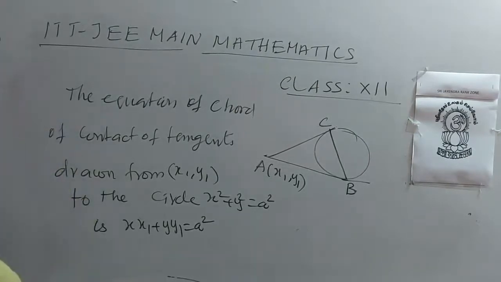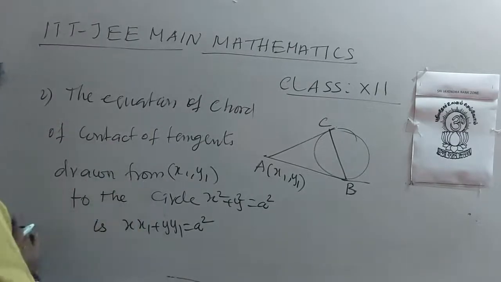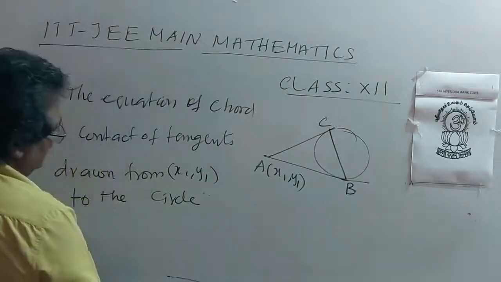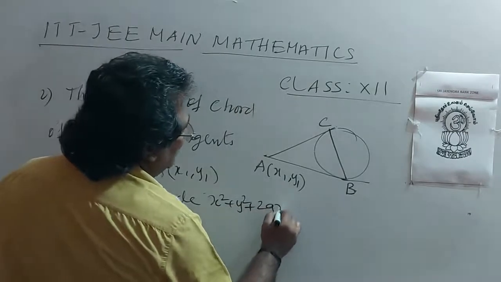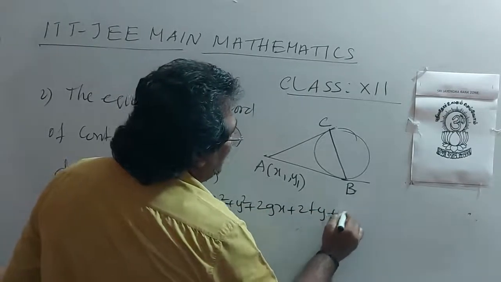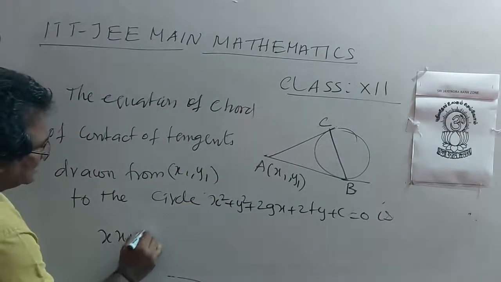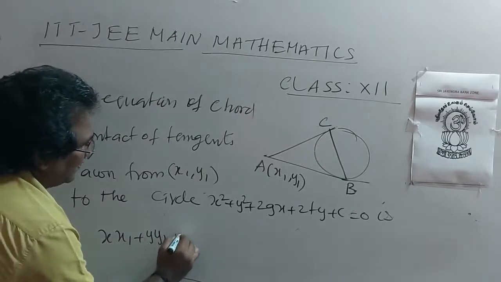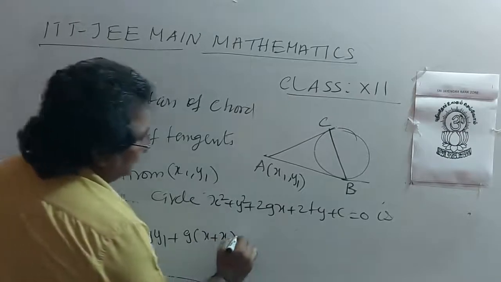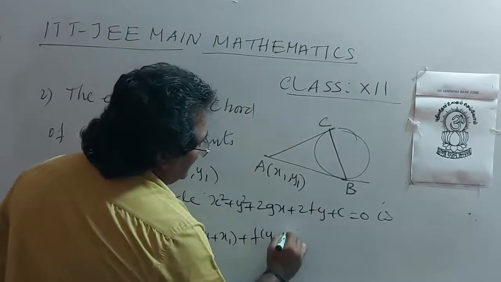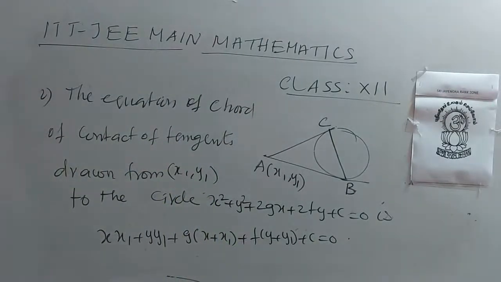Next concept, the equation of chord of contact of tangents drawn from (x1, y1) to the circle x squared plus y squared plus 2gx plus 2fy plus c equal to 0 is x x1 plus y y1 plus g into (x plus x1) plus f into (y plus y1) plus c equals 0.